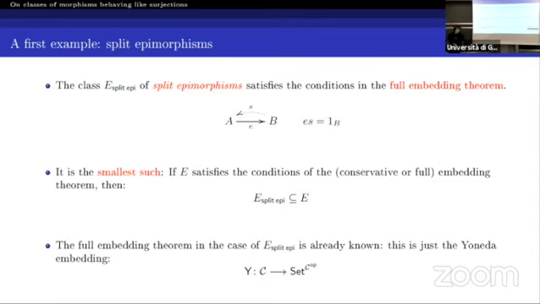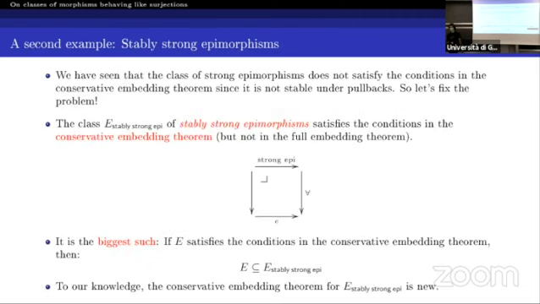As a second example, I've described the strong epimorphisms, and I said they're not stable under pullbacks, but we can stabilize them to get the class of stably strong epis. So what is a stably strong epi? It's a morphism E for which each of its pullbacks is a strong epi. And this class satisfies the condition for the conservative embedding theorem, but in general not the full one. And we can prove that it is the biggest such. So if you have any class E satisfying the condition for the conservative embedding theorem, then it's included in the class of stably strong epis. And I think the conservative embedding theorem for that is new, at least to me.